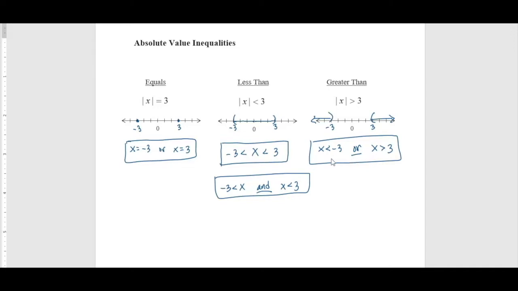This is the only way we can write this inequality. We can't combine these two into a three-part inequality. Three-part inequality always means and. But greater than is always going to be or. Any number to the right of positive 3 or to the left of negative 3. The solutions to inequalities will be intervals, as we see in these graphs.